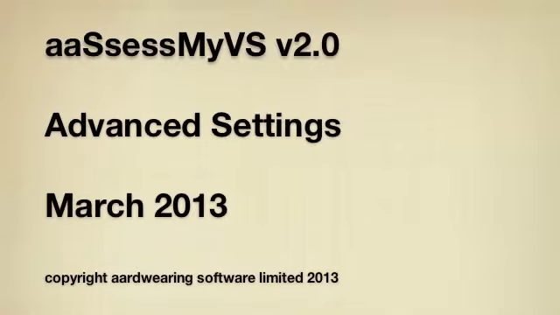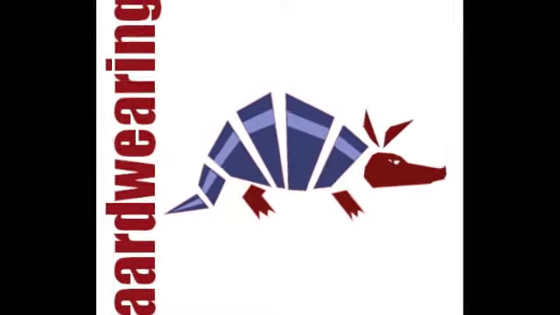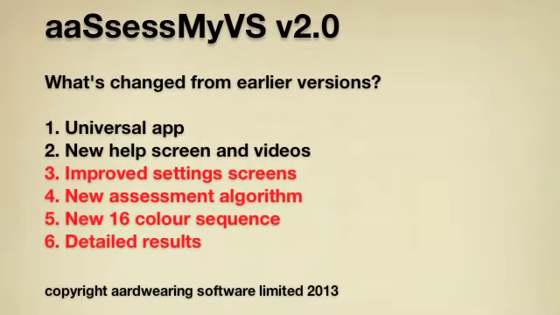This video is about the advanced settings you can change to configure version 2.0 of aaSsessMyVS, the Color Overlay Assessment app from Aardwearing Software Limited. This version of aaSsessMyVS is much more powerful and flexible than earlier versions. This means that there are many more settings that can be changed, and this video covers the advanced settings that you're most likely to want to change to experiment with the assessment algorithm as part of a research project.